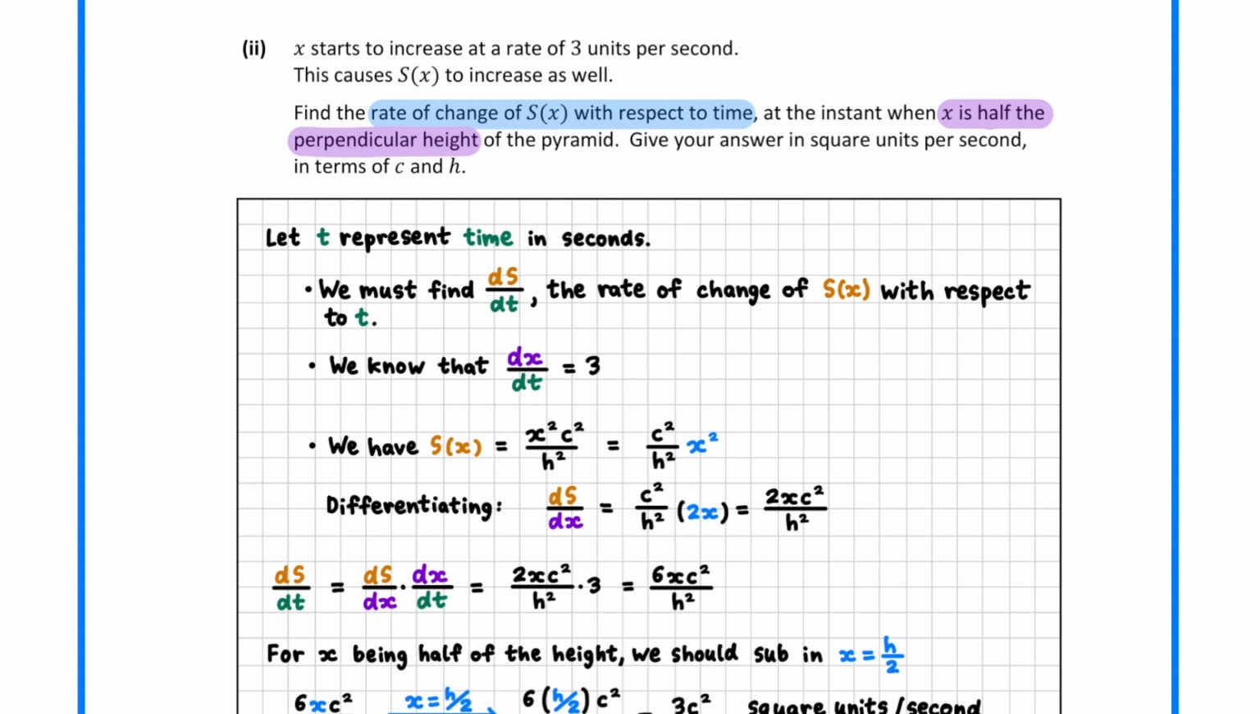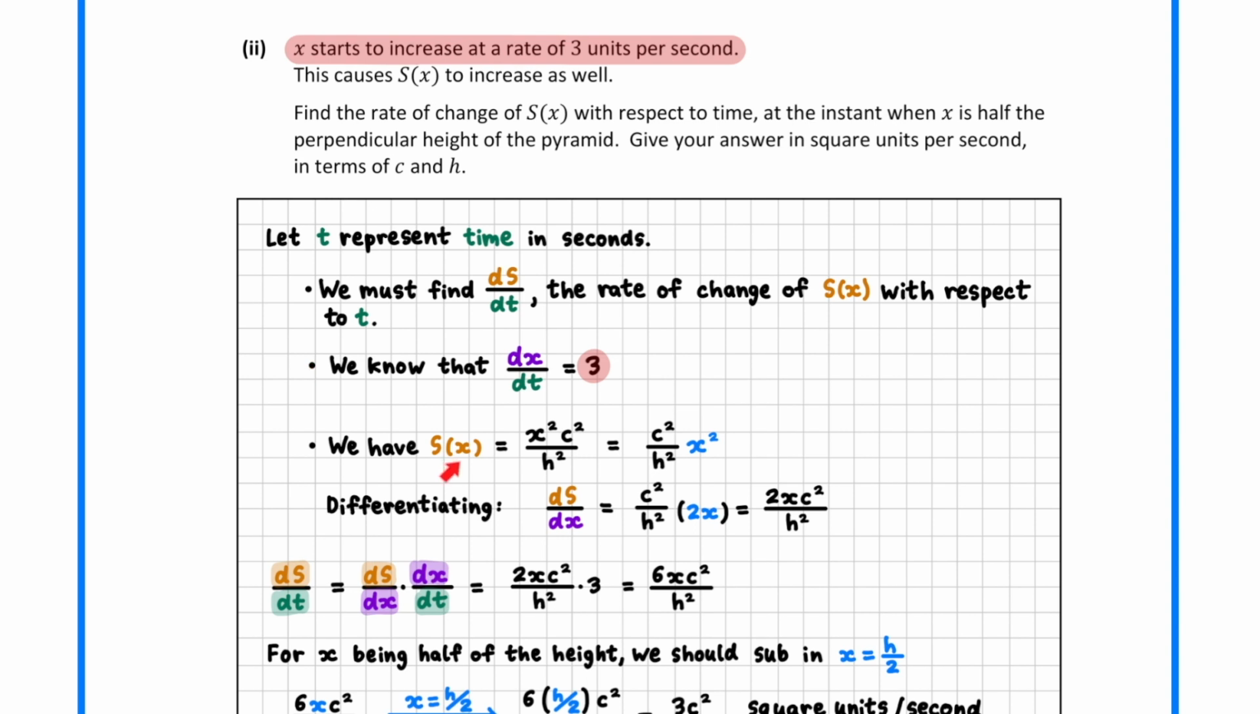In EII, we must find the rate of change of s with respect to time when x is half the perpendicular height of the pyramid. In terms of derivatives, this corresponds to evaluating ds/dt at x equal to h over 2. We can solve this using related rates. The derivative we want, ds/dt, can be written as the product of ds/dx and dx/dt. We are told that x increases at a rate of 3 units per second, so the rate of change, dx/dt, is equal to 3.